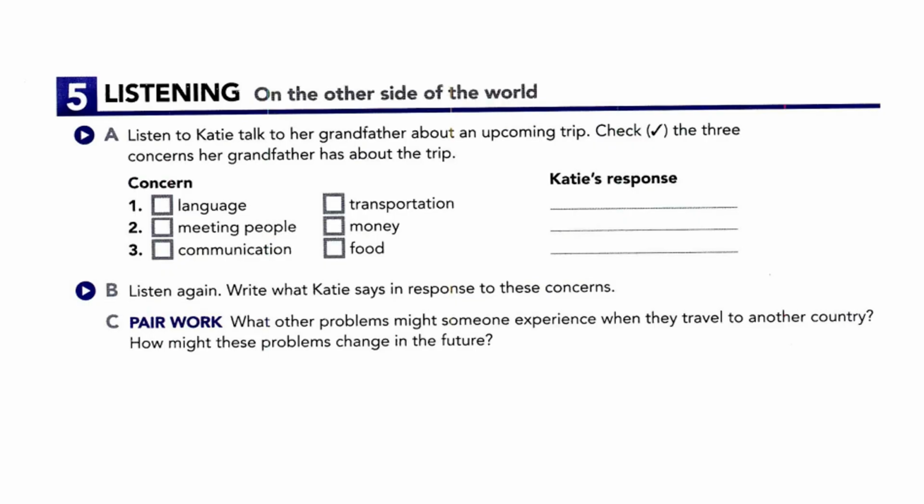On the other side of the world, listen to Katie talk to her grandfather about an upcoming trip. Check the three concerns her grandfather has about the trip. Number one, language or transportation. What is the concern her grandfather has about the trip? Tell me, Johnny. Teacher, I think that is transportation. Okay, transportation.